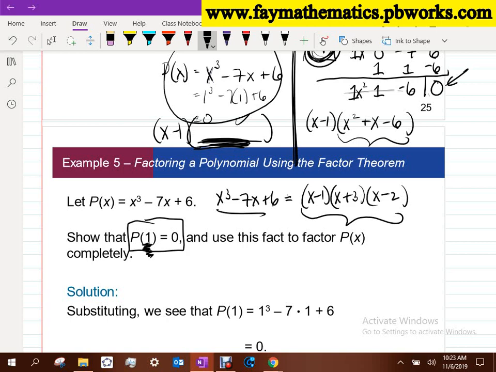I should be able to eventually, maybe in a week or so, give you any polynomial of any degree, and if it is factorable across the real numbers, you should be able to do that. Okay, find all the zeros.